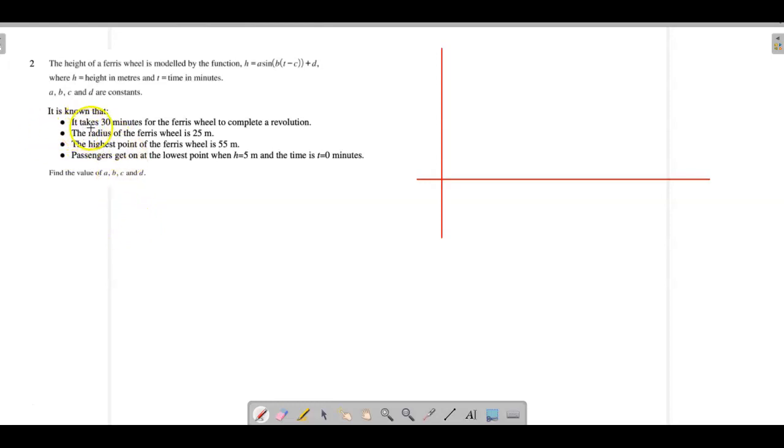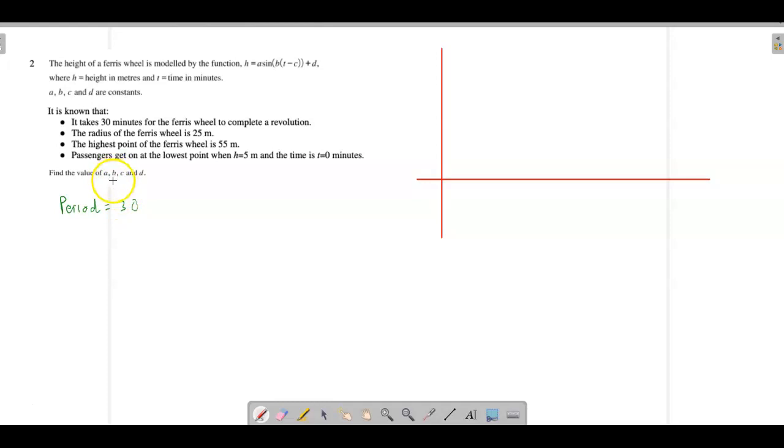So it takes 30 minutes for the Ferris wheel to complete a revolution. So that must mean that my period is 30 minutes. One revolution, one full turn, 30 minutes. I could leap in, in fact I'm going to do that now.